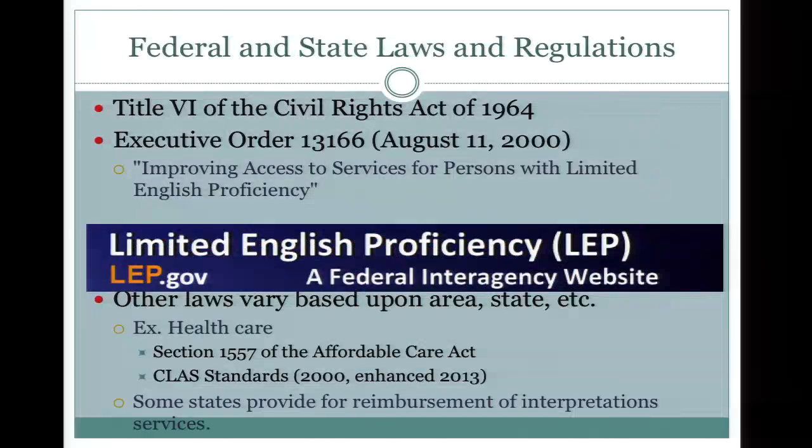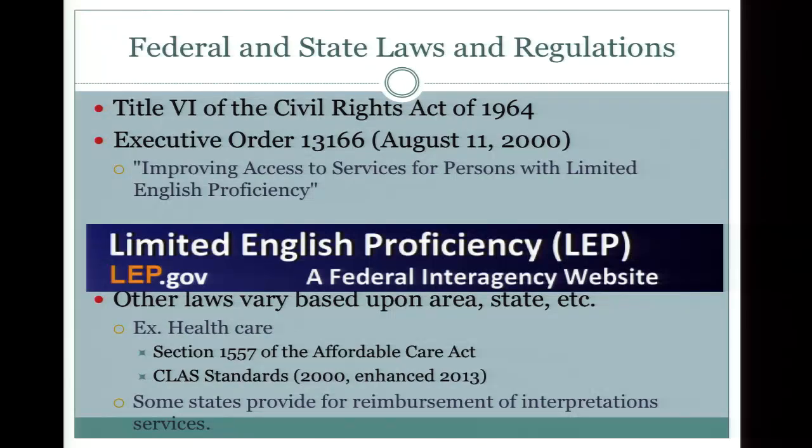So if we start with a big one, Title VI of the Civil Rights Act of 1964, what I really wanted to do with that is basically it says that any agency or any entity that receives any sort of federal funds cannot discriminate against people based upon their national origin. And for our purposes, that means what language they speak.